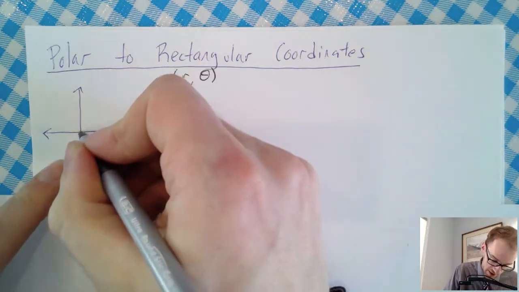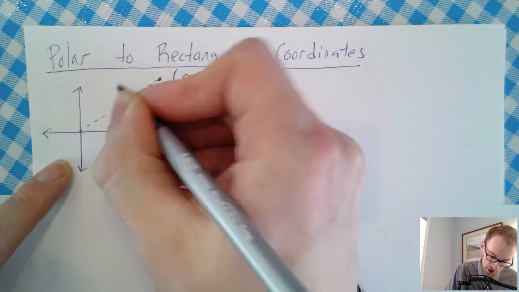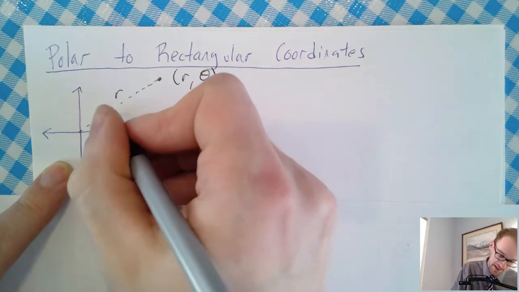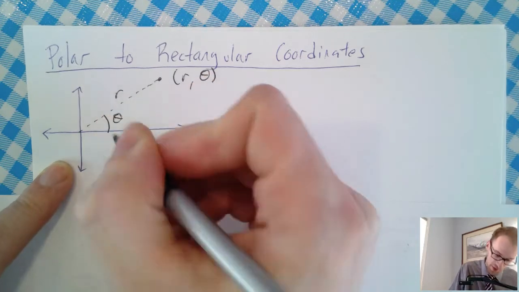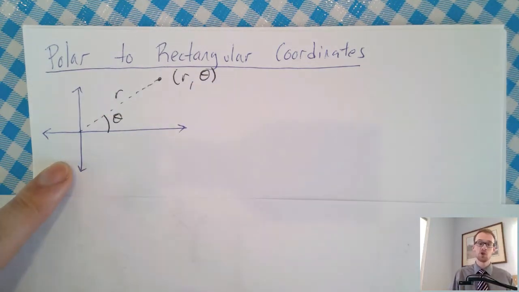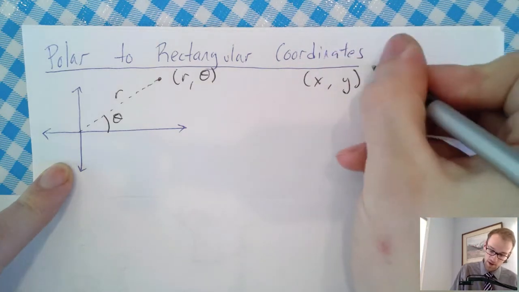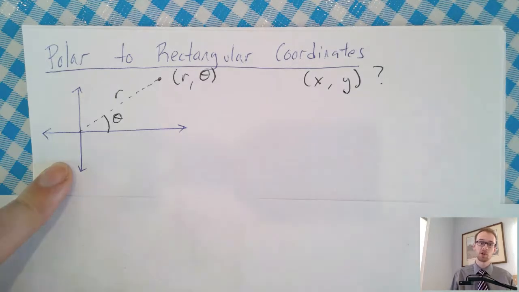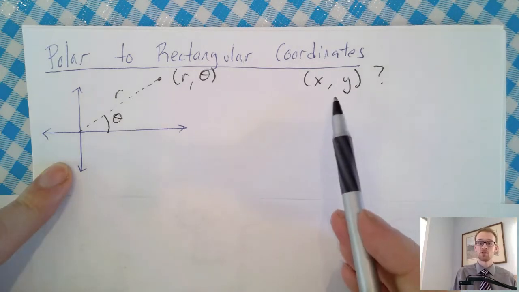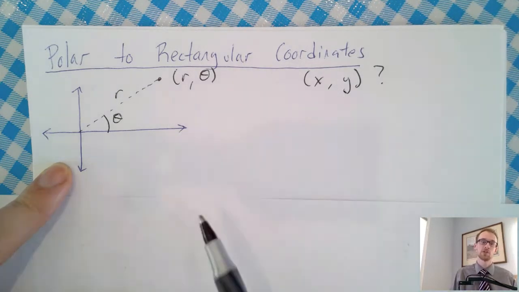Remember, r is this distance from the origin. We know that, and theta is the angle from the positive x-axis. Suppose we know both of those things, but we want to know x and y. That's the part that we want, right? We want to convert from polar coordinates to good old x and y, Cartesian or rectangular coordinates.